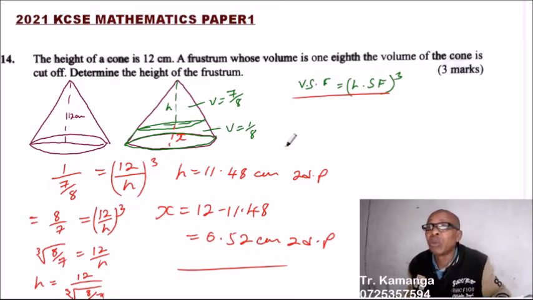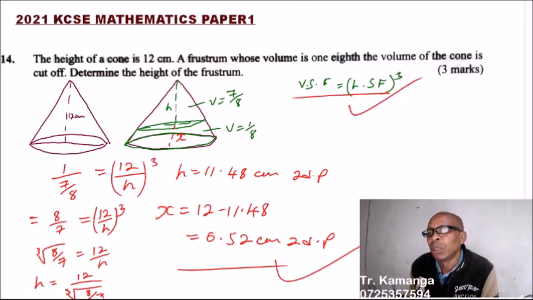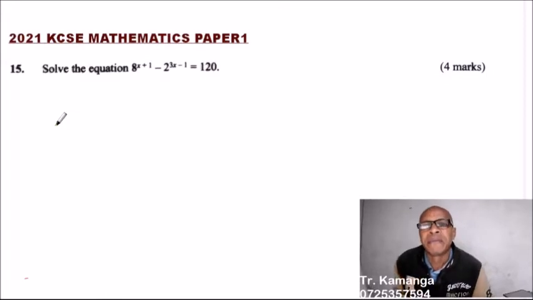The knowledge you are being tested on here is what you learned in similarity and enlargement. You learned that area scale factor is equal to linear scale factor squared. Volume scale factor is equal to linear scale factor cubed. And linear scale factor is equal to maybe the height of the image divided by the height of the object. Remember that, and then you'll be able to answer this question.